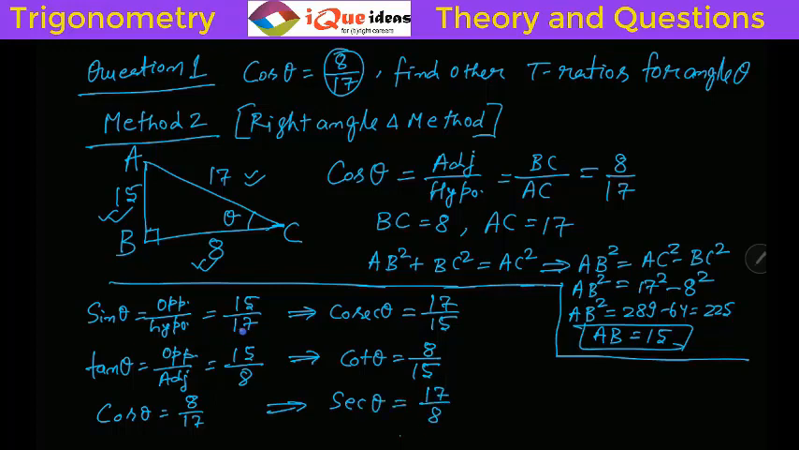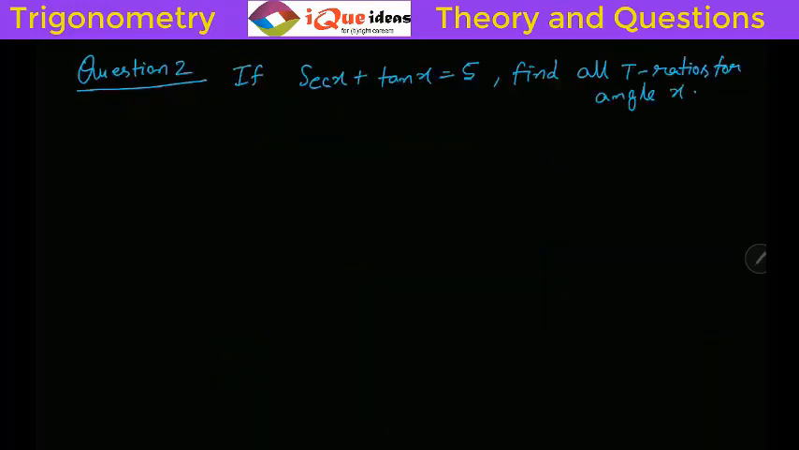So there are two different ways of calculation of other trigonometric ratios for a given angle. One is the formula method, and the other method is the method based on the right angle triangle. All right, let's take one more question on this. Now let's take up the second question.